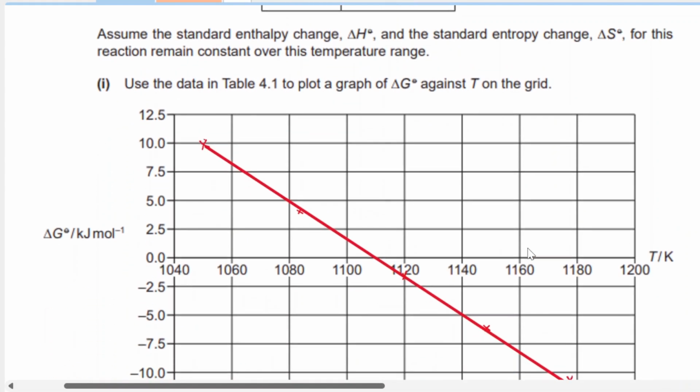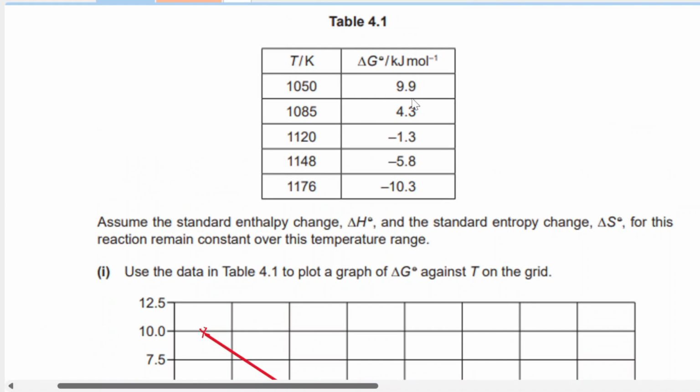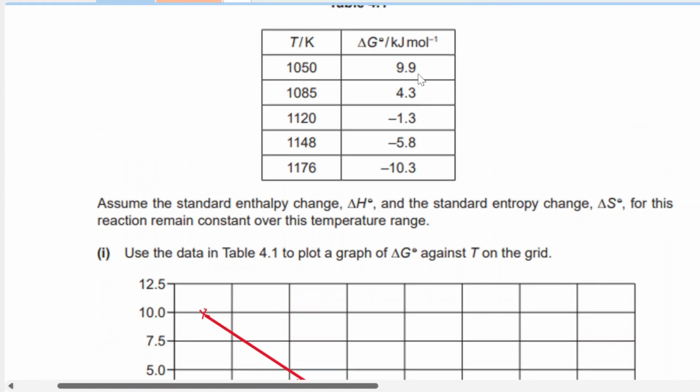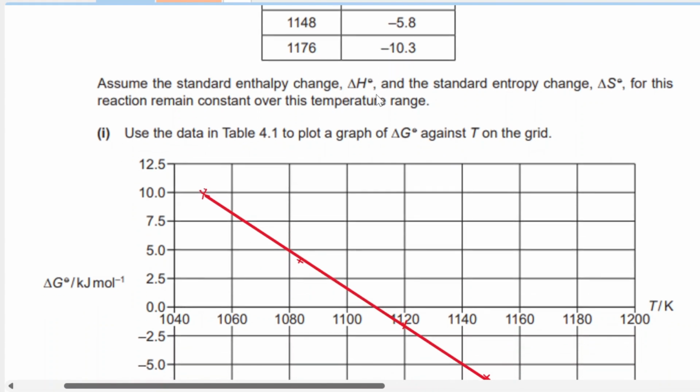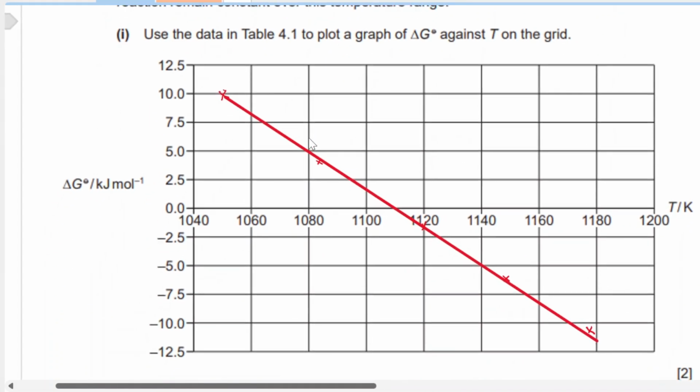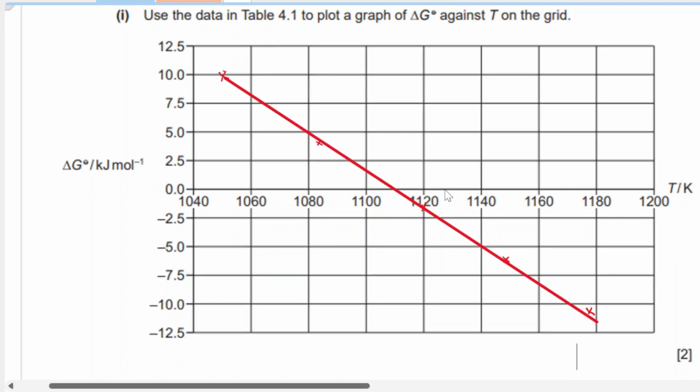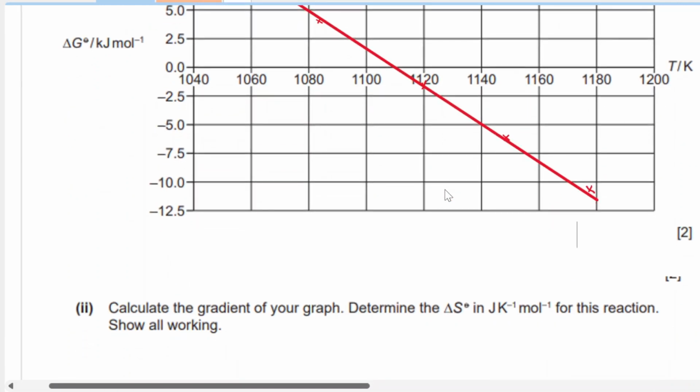So this is just basic plotting. You look at the points. For example, this one is 9.9 and the temperature is 1050. So you go to 9.9 over here and temperature 1050, and you plot it. And you do it for all the other points. And then you finally join them with a straight line. By the way, can we just appreciate this straight line, how nice it looks? Anyways, let's go to Roman 2.